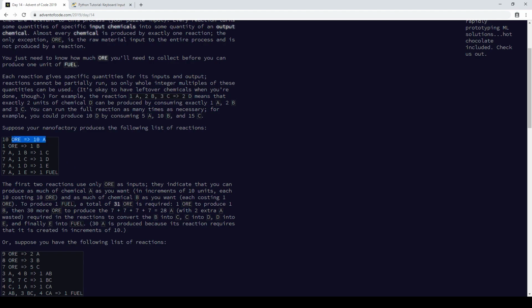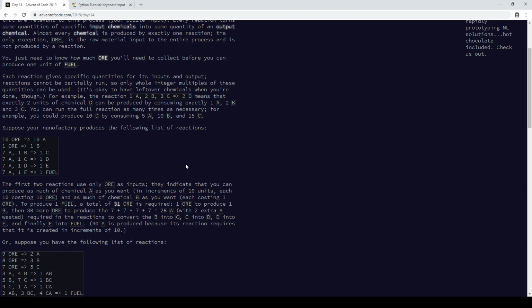So you can't get like 9A, you have to run the whole thing and spend 10 ORE. And the guarantee is that from ORE you can make anything, and you want to get to one FUEL. And also there's only one way to make each thing, which is helpful. So the question is, how much ORE do you need to spend to make one FUEL?